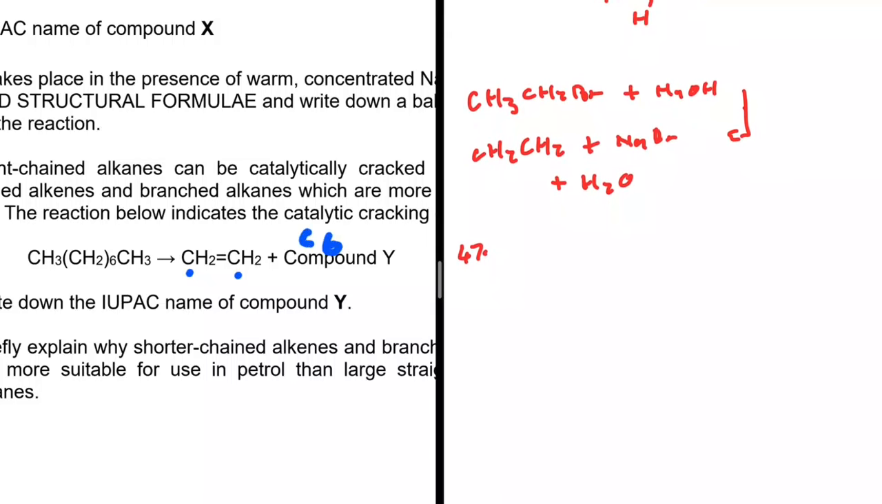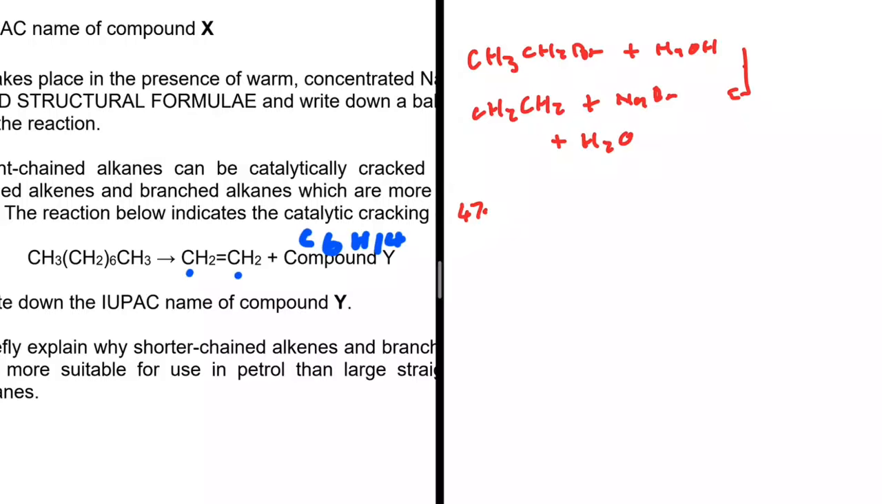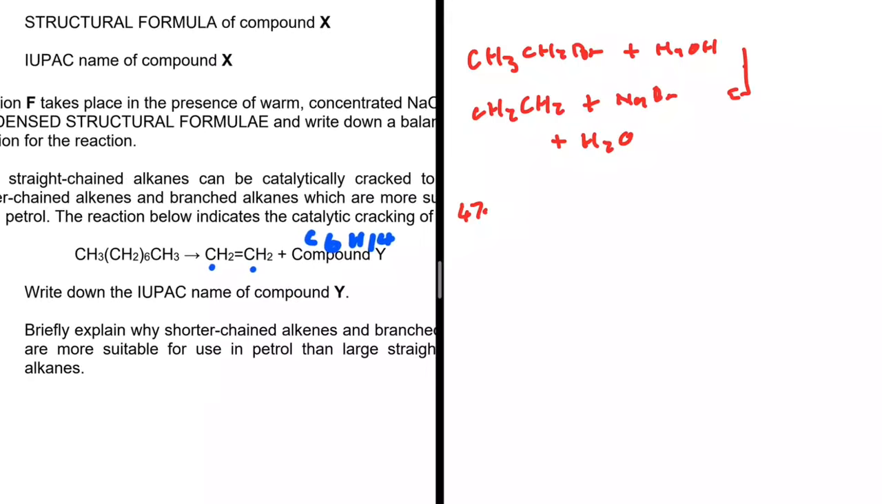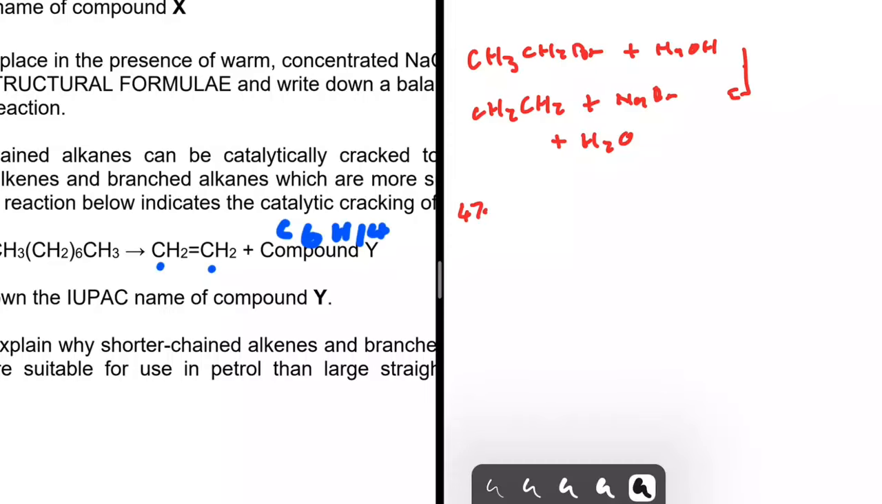So C6H14. That's what we expect compound Y to be. Right, so what does the question say? Write down the IUPAC name of compound Y. So 6, that is hex. So this is hexane. 4.7.1 is hexane. So there we go, hexane.